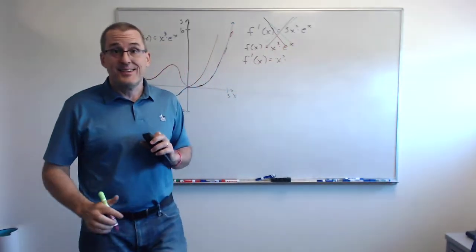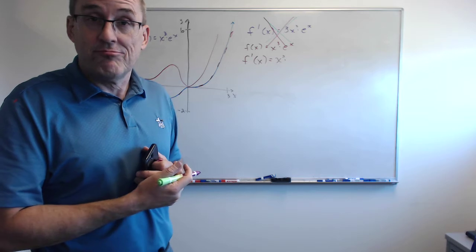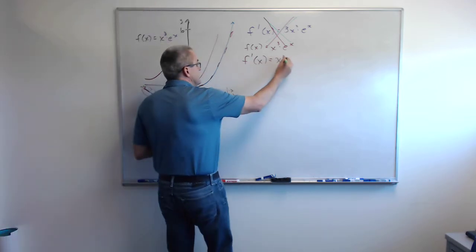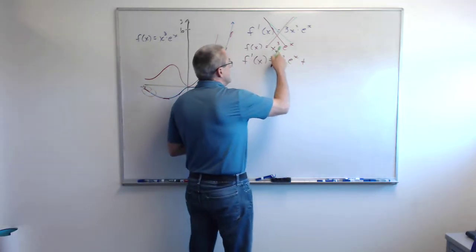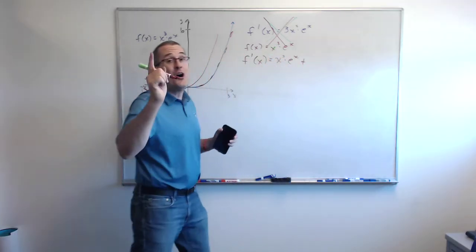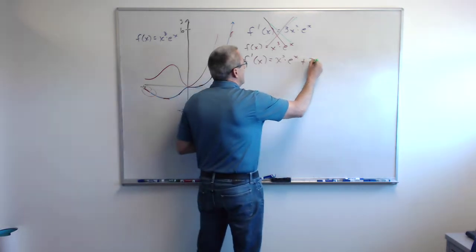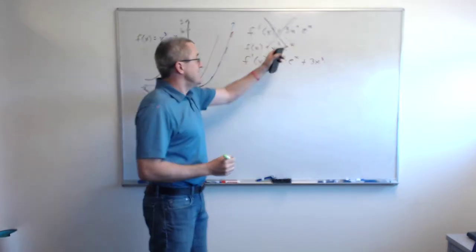See that e to the x? Go ahead, take the derivative. The derivative of e to the x is e to the x. Plus, see that x cubed? Now take the derivative.